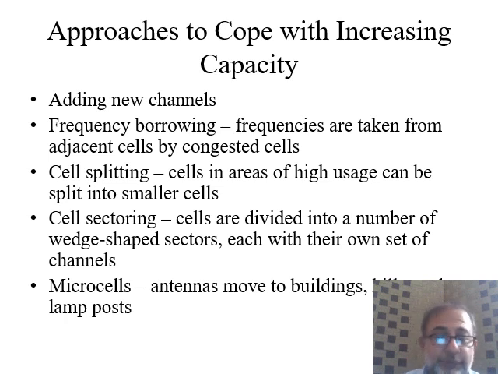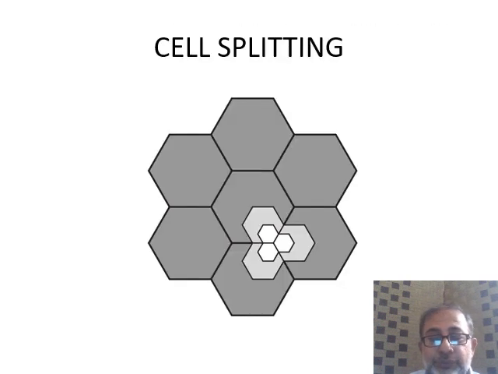And after all, we can have microcells, which means that antennas are within a building or on a lamppost, which means a large number of small antennas are used. Here is a diagram showing the cell splitting methodology. Thank you very much.